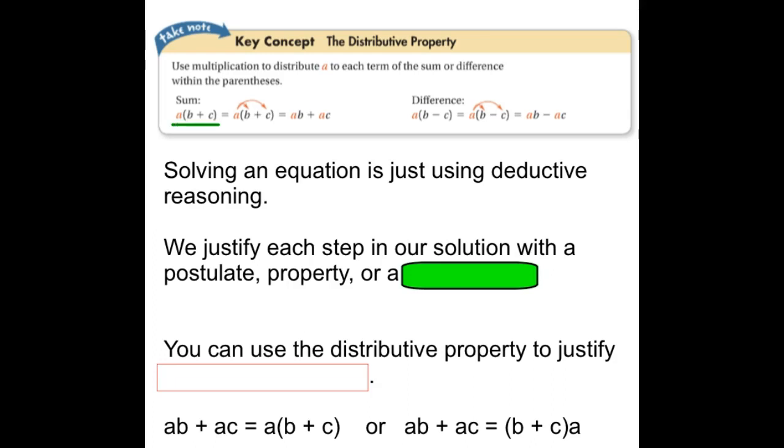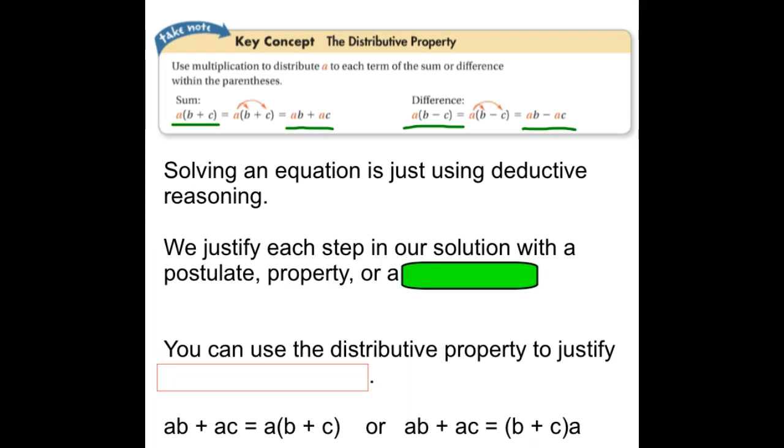So we've got, hey, if A times quantity B plus C, that can turn into AB plus AC. That's the sum version, and there's a difference version. If you have A times the quantity B minus C, then that can become AB minus AC when you distribute the A through to both your terms.